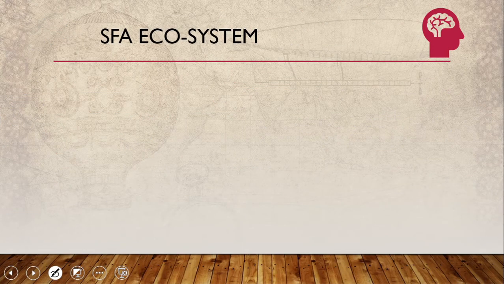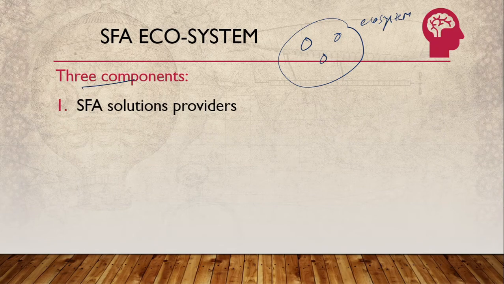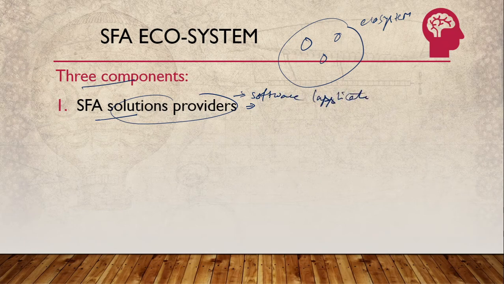Next is, if you are implementing the SFA system, then what is the entire system? What are the other things that are needed together with the SFA so that an entire ecosystem is developed? When you're talking about the SFA ecosystem, there are basically three components that are involved. The first one is the SFA solution providers. Solution providers is nothing but the company who is providing the software or the application of the SFA. This is the first.